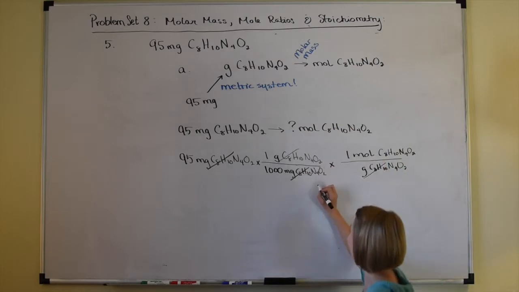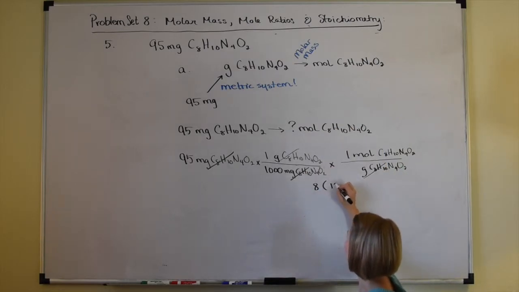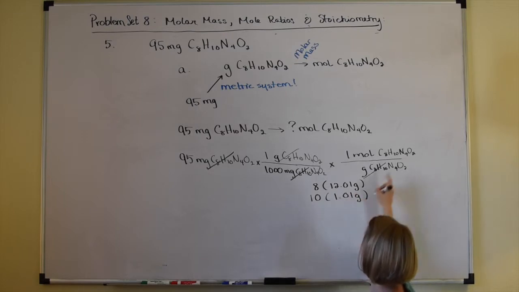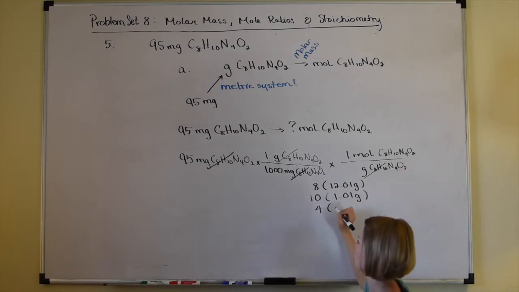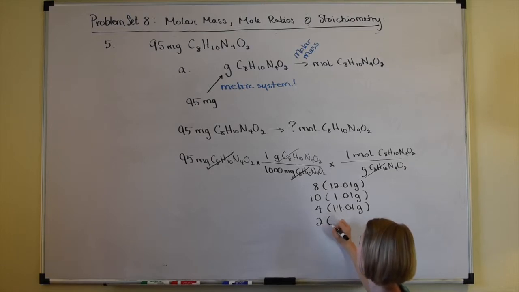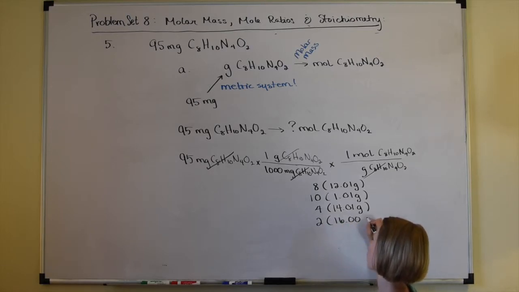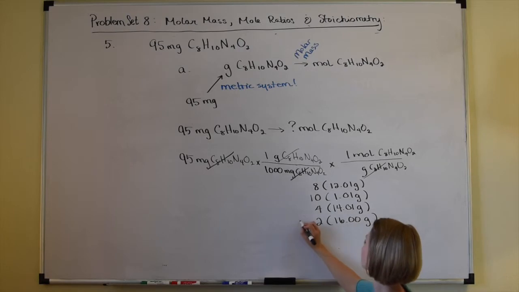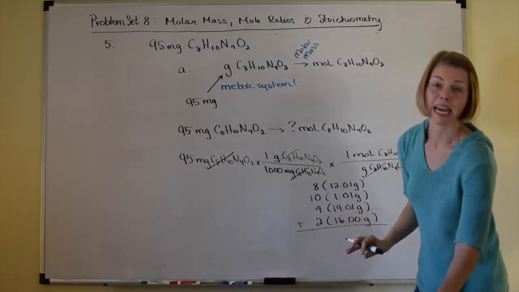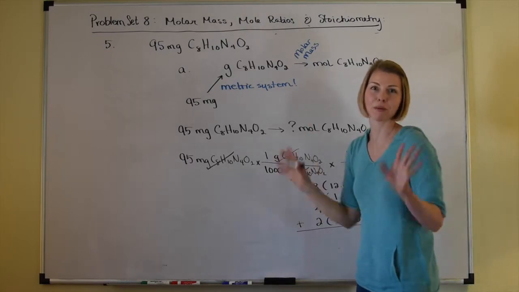All right, we've got 8 carbons at 12.01 grams per mole each. We've got 10 hydrogens at 1.01 gram per mole each. We've got 4 nitrogens at 14.01 grams per mole each. And we've got 2 oxygen at 16.00 grams per mole each. Okay, remember where I get those? I get those from the periodic table. You should not have those memorized.